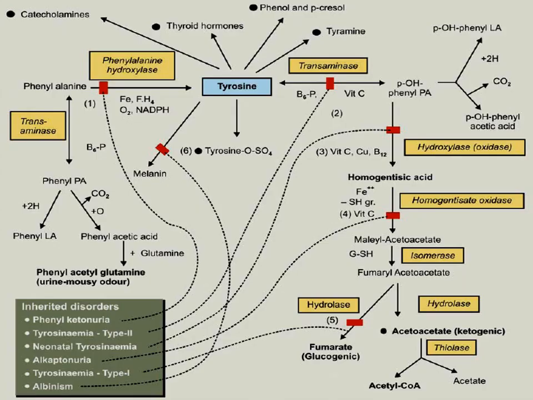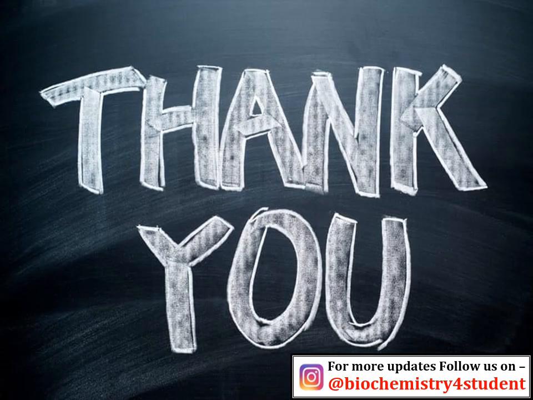So it is important. This is a summary of the whole phenylalanine metabolism from phenylalanine to acetyl-CoA and fumarate, and there are important products such as catecholamines, thyroid hormones, tyramine and melanin pigment, and it shows the disorders associated with phenylalanine metabolism. This is all about the metabolism of phenylalanine and tyrosine that we have seen in aromatic amino acid metabolism part 1.